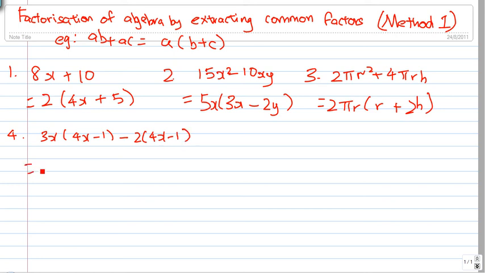Okay, in this case, have you got any common factors in this case? Yes, you realize that the common factors are this. You consider this as one whole term and this as another whole term. Common factors are here in the brackets. So extract 4x minus 1. Okay, and the other factor will be 3x minus 2.